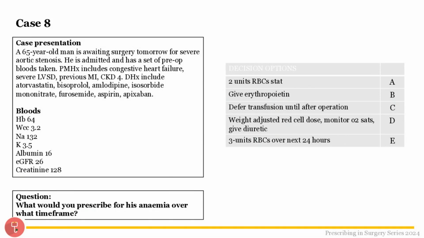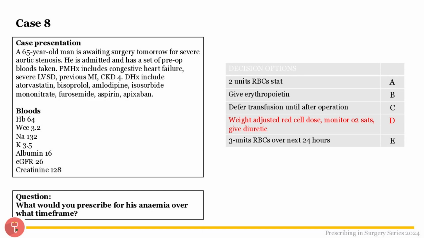Okay, so it looks like most people got this one right again. The answer is D. So we'd want a weight-adjusted red cell dose, and we'd want to monitor O2 sats and give a diuretic. The reason for this is because we're looking out for pulmonary edema due to volume overload from transfusions, which is called TACO, transfusion-associated circulatory overload, which I'm sure you've heard of before, and it can occur in high-risk patients when we transfuse them.